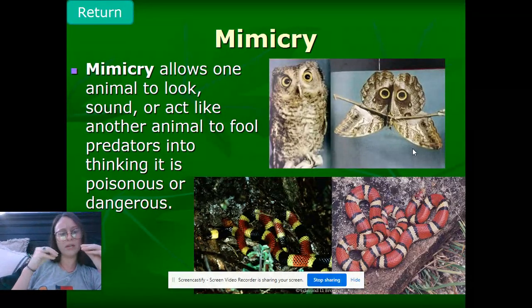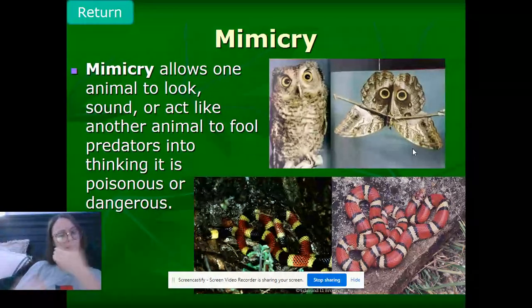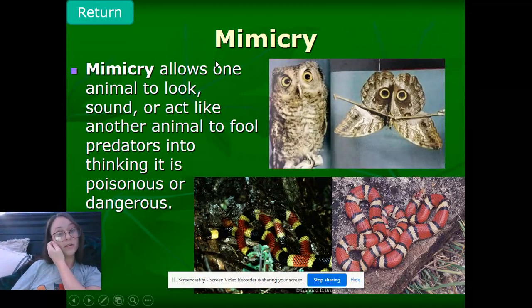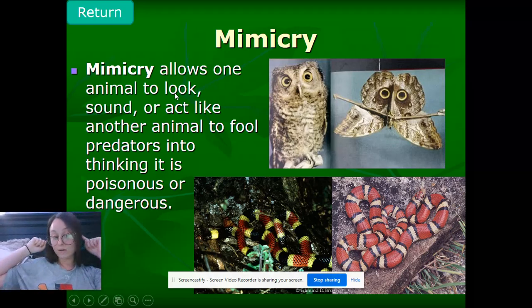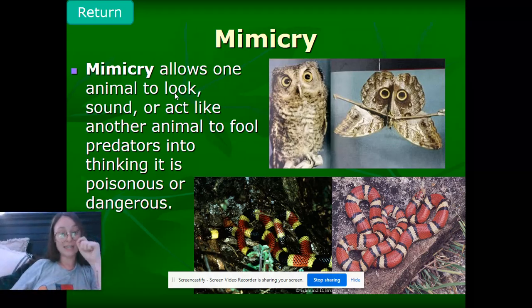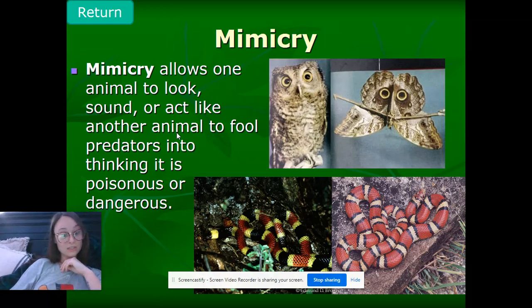Let's see how mimicry happens in animals. Well, mimicry allows one animal to look, sound, or act like another animal to fool its predators into thinking it's poisonous or dangerous.